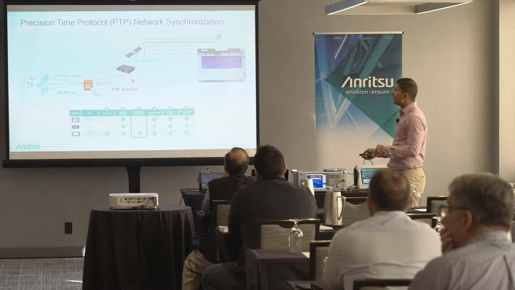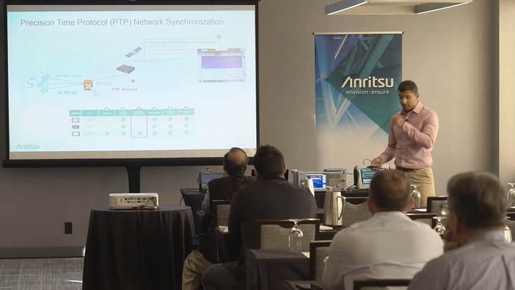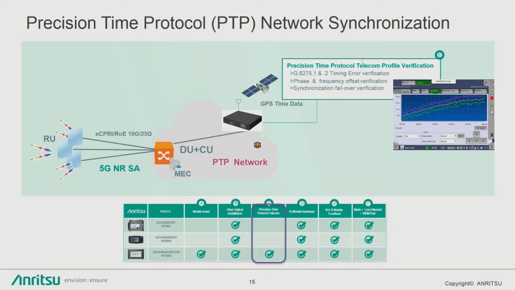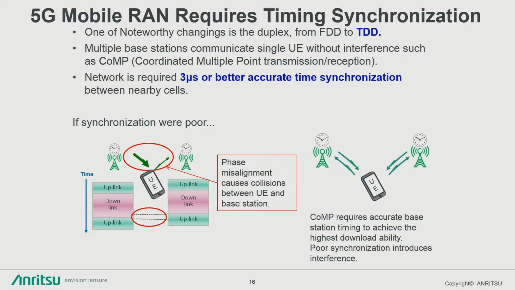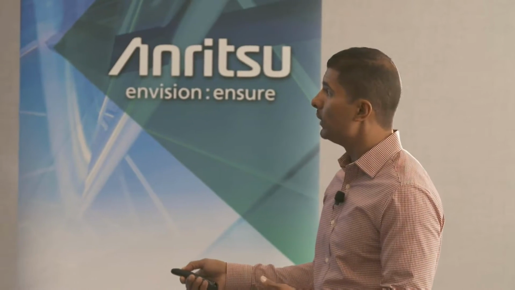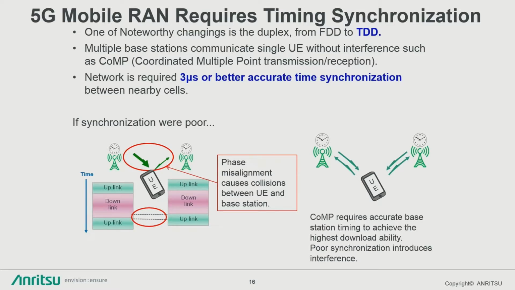Okay, next part here is the precision time protocol network. This becomes a much bigger role in 5G as compared to 4G. The reason behind that has everything to do with transitioning. In 5G, we're transitioning to time division duplexing. We're moving away from FDD and moving towards TDD. You also see applications such as coordinated multipoint, where multiple base stations communicate with a single UE or handheld device.